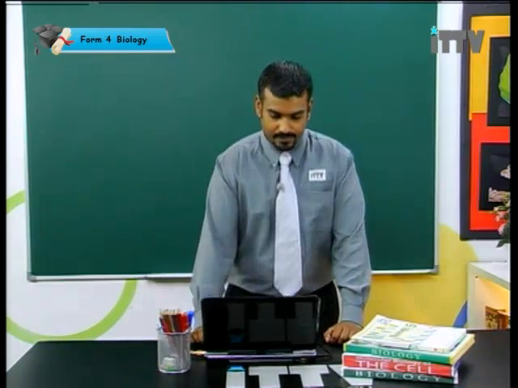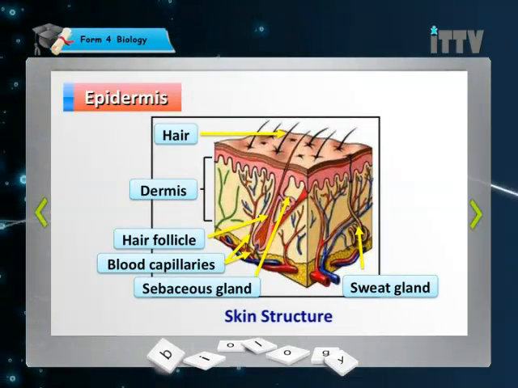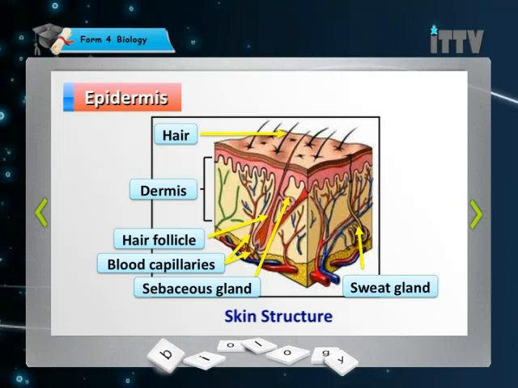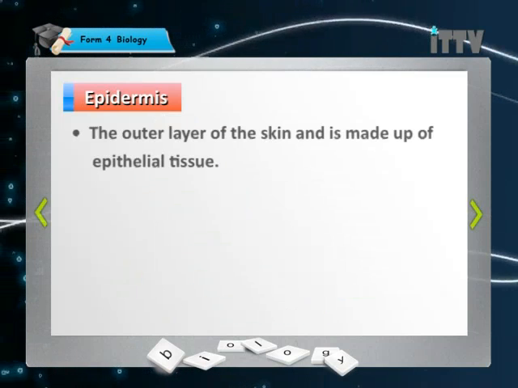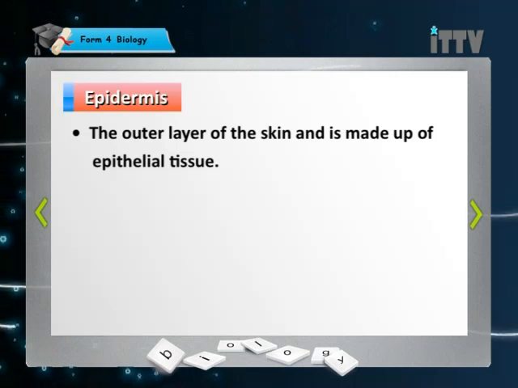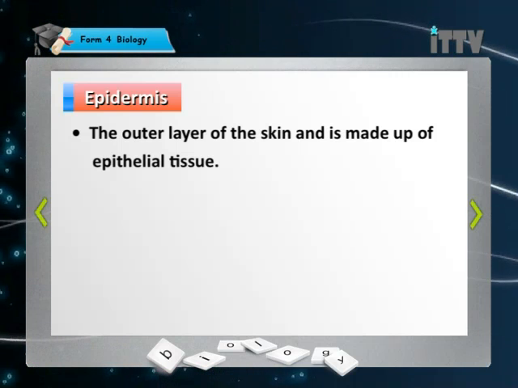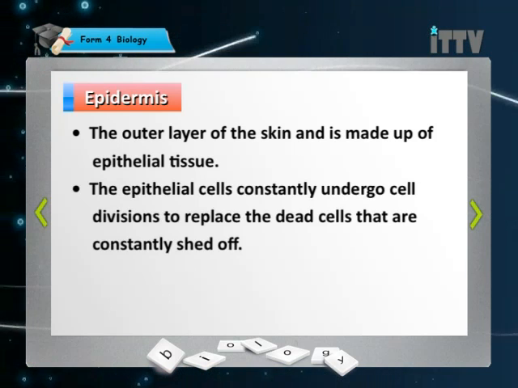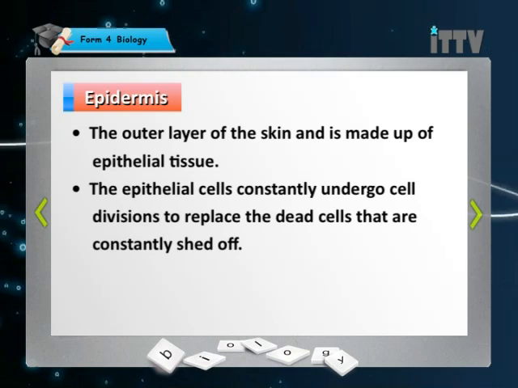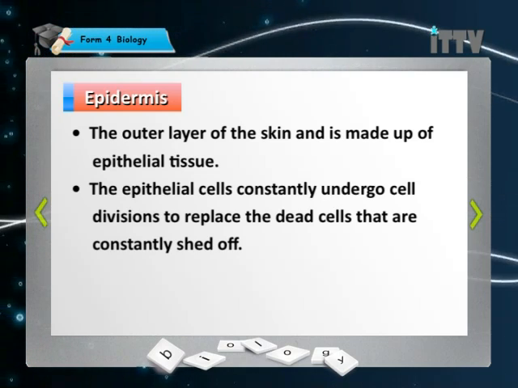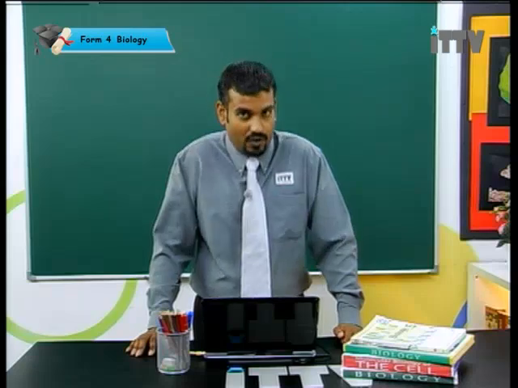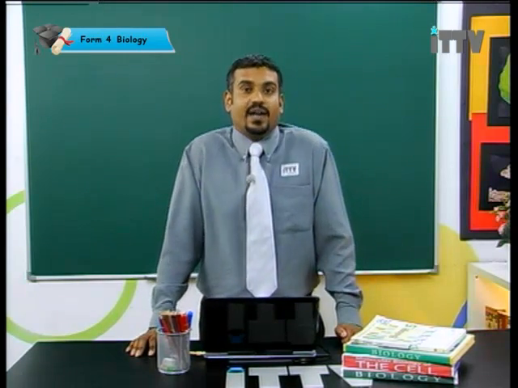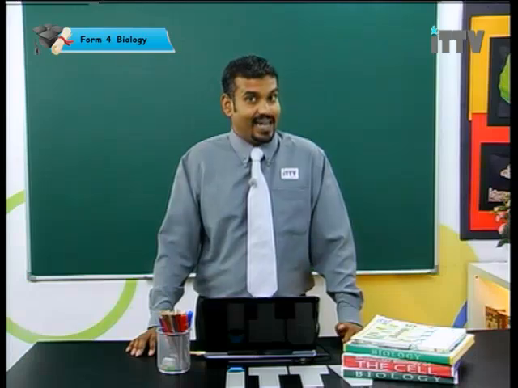Okay, let's continue. You can also see blood capillaries. You can see hair follicles and all. Very good. Now let's take a look. The epidermis is the outer layer of the skin and is made up of epithelial tissue. The epithelial cells constantly undergo cell division to replace the dead cells that are constantly shed off. Would you believe it? Every single day of your life, you are actually shedding skin. But you don't do it all together at one go. That's why you don't realize it.